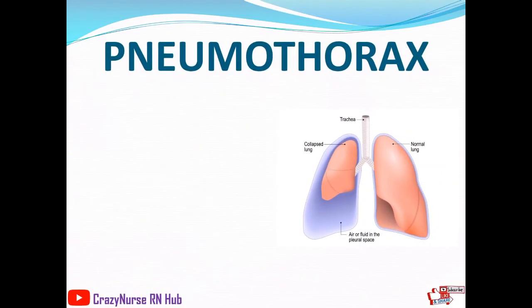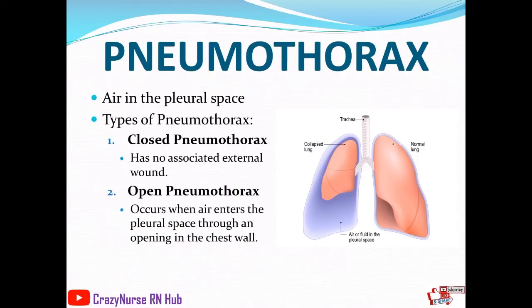And lastly, we have pneumothorax. It is air in the pleural space. So we have two types of pneumothorax: closed pneumothorax and open pneumothorax. In closed pneumothorax, there is no associated external wound. On the other hand, open pneumothorax occurs when air enters the pleural space through an opening in the chest wall.